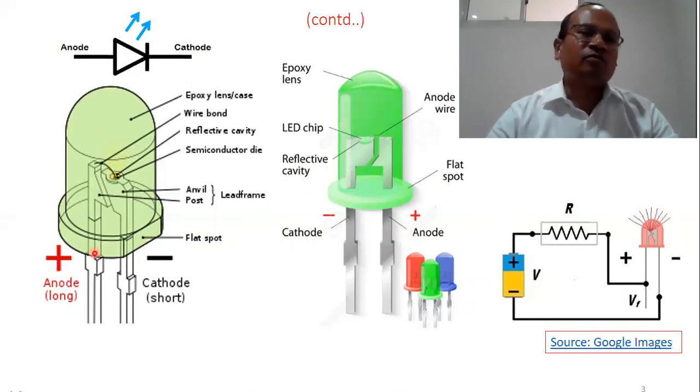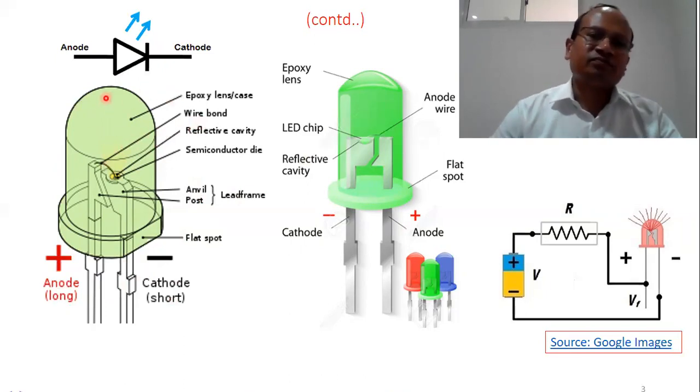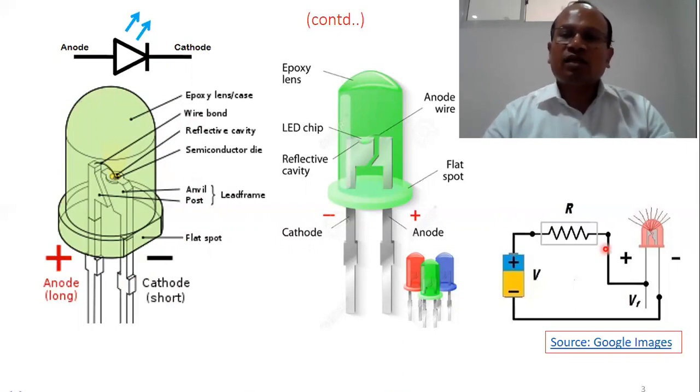This is a more detailed description of the same constructional diagram of LED: anode, cathode, plate spot. These are called the anvil and post, which are the lead frame where the two leads are connected. The semiconductor die is here, the reflective cavity is there, then the wire bond, and then the epoxy lens case. And the third one is the actual operational diagram where the LED works.